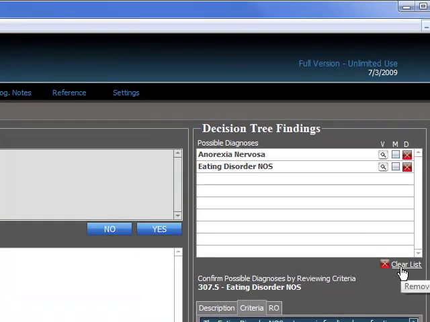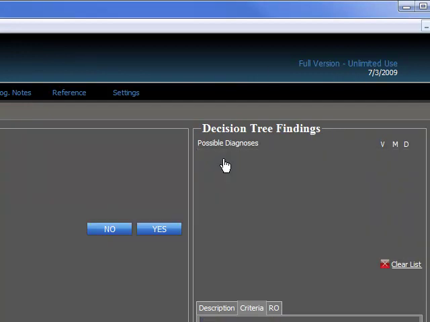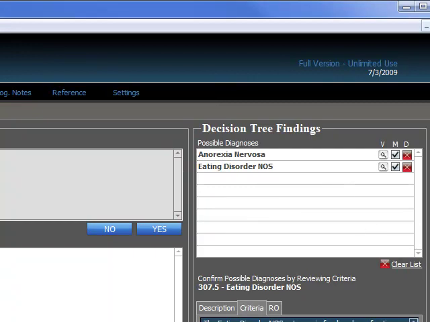Now I can clear the whole list if I want to start over, or I can delete individual ones, and I can also mark these. So if I want to include those in the marked diagnostics or marked diagnoses section back in criteria and other places, I can mark these here. Now those will be included in the marked diagnoses. If I'm reading through these and I realize, eating disorder NOS just doesn't fit based upon the description, I can delete that one as well. And I'm left with anorexia nervosa. Also, if it's marked, then it'll allow me to use it in the 5-axis diagnosis, which we'll talk about later.